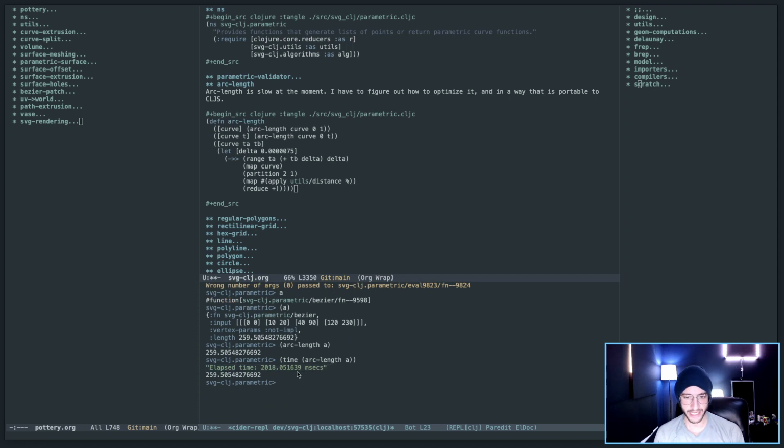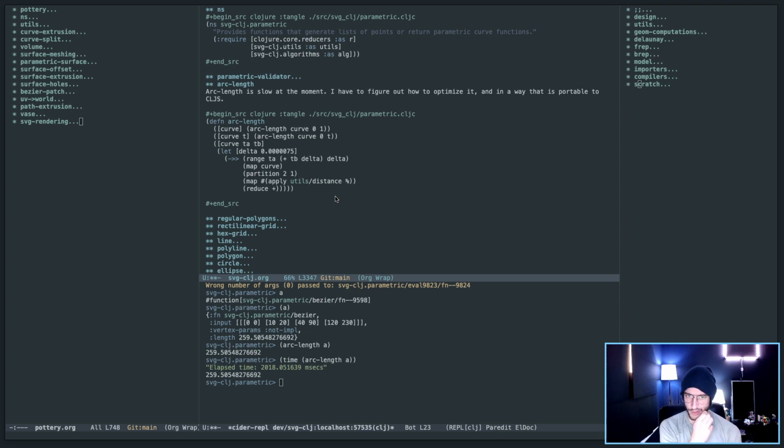So it takes 2 seconds to approximate the arc length at this delta. It can go way faster if I make this a bigger number, but the accuracy starts to fall, which is not what I want. So I want this to be under 1 second. I think I want it to be under half a second if I can get it to do that. So, you know, I've got to figure out how to do that, really.